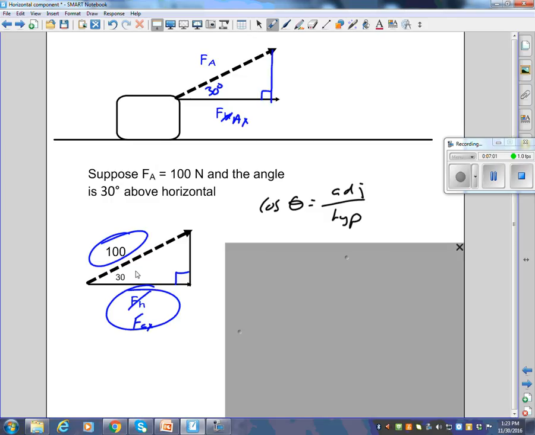So it's going to be cosine 30 is equal to, which one is adjacent? Braden, you're not watching? Which one is the adjacent? The FAX over the hypotenuse, which is 100. So we're going to write that: cosine 30 is equal to FAX over 100. Grade 9 trig.